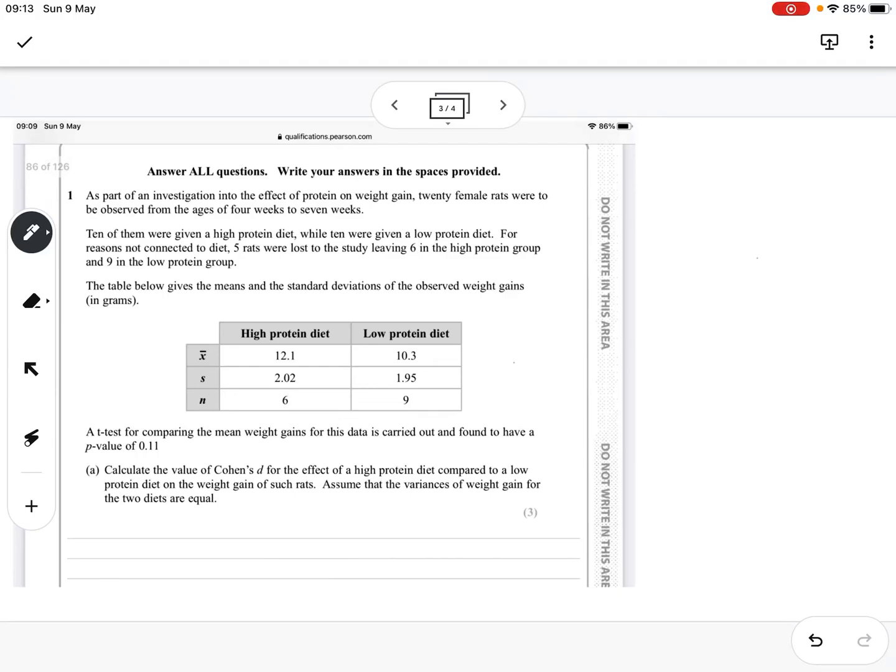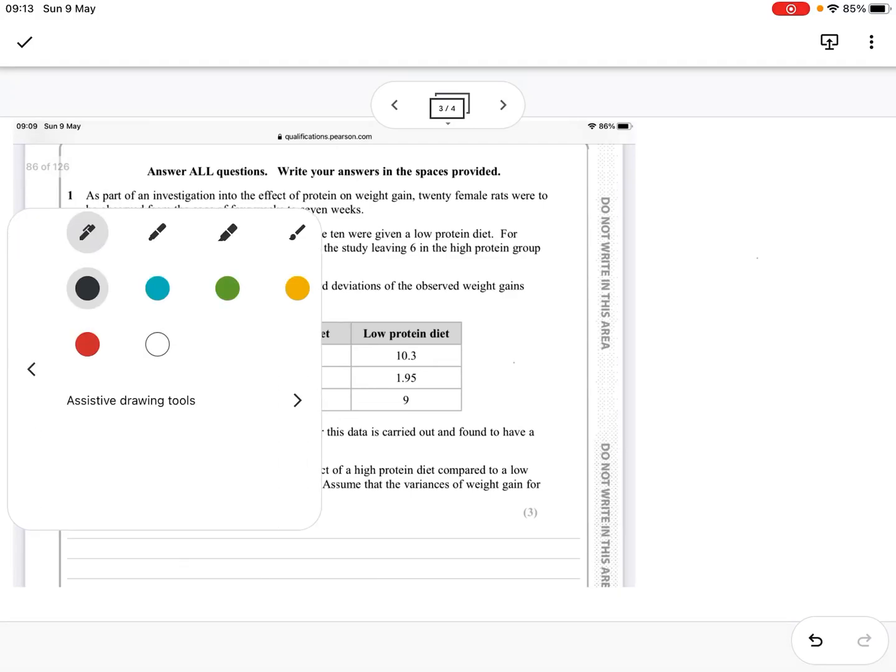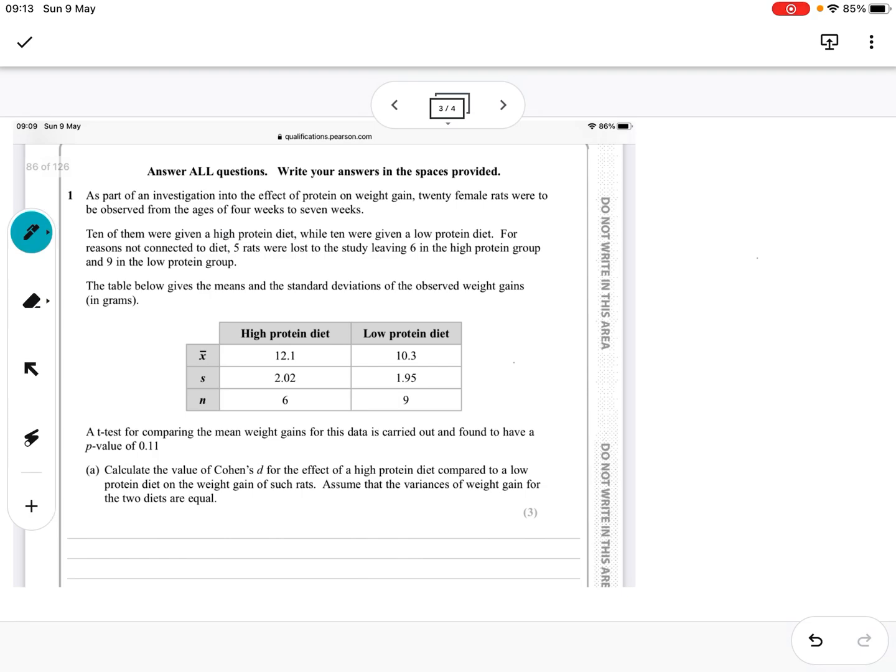Specimen paper 3 of the Stats A-level, and this is question 1. As part of an investigation into the effect of protein on weight gain, 20 female rats were to be observed from the ages of 4 to 7 weeks. 10 of them were given a high protein diet, while 10, the same number, a low protein diet. For reasons not connected to diet, 5 rats were lost from the study, leaving 6 in the high protein group and 9 in the low protein group.